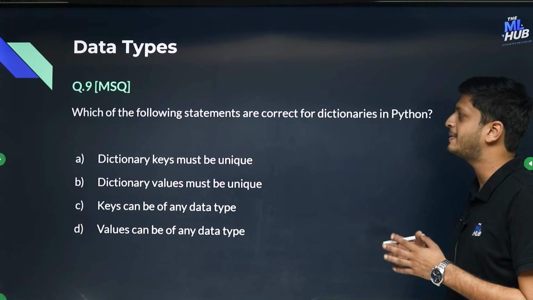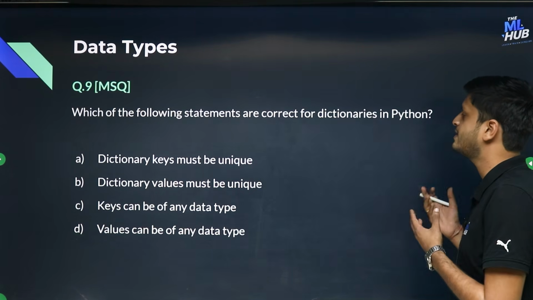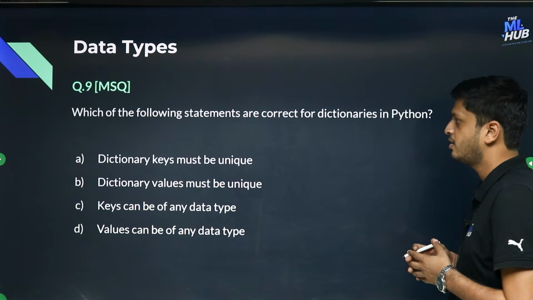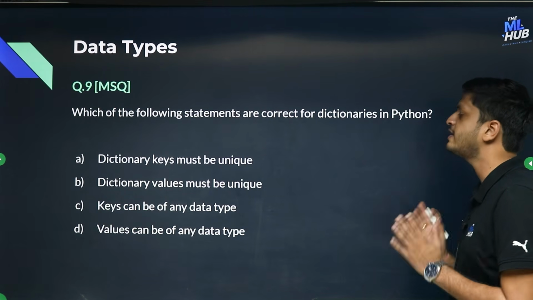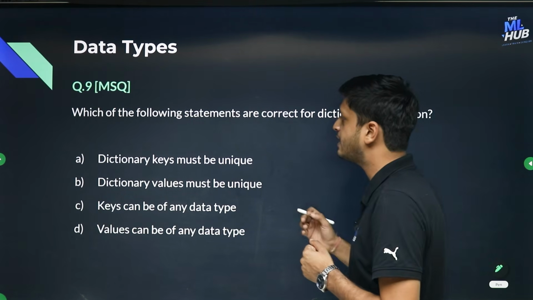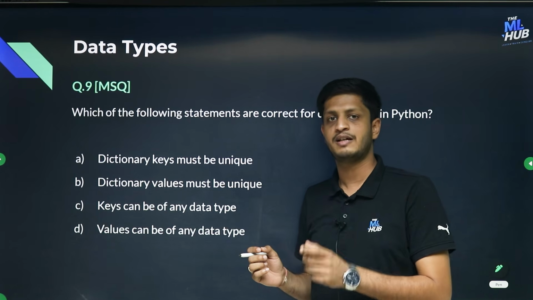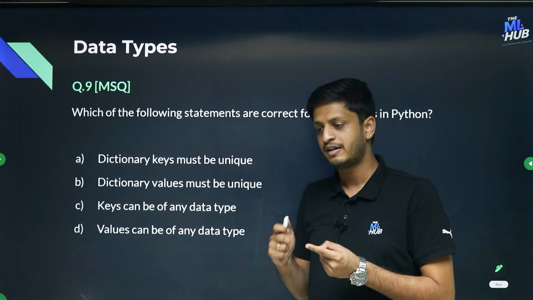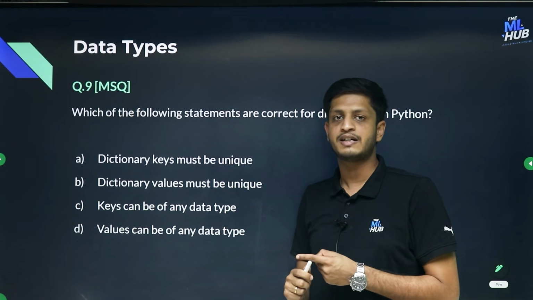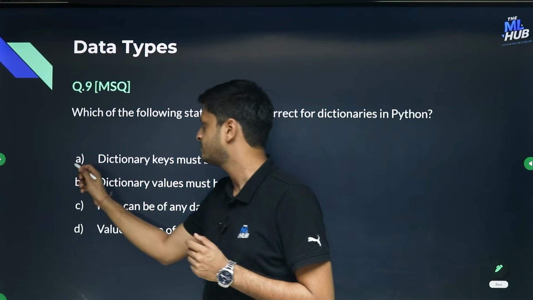Which of the following statements are correct for dictionaries in Python? Multiple select type question. Which of the following statements are correct for dictionaries in Python? Dictionary keys must be unique. Yes, the keys of the dictionary must be unique. We have seen that the elements of a set or the keys in a dictionary must be unique.